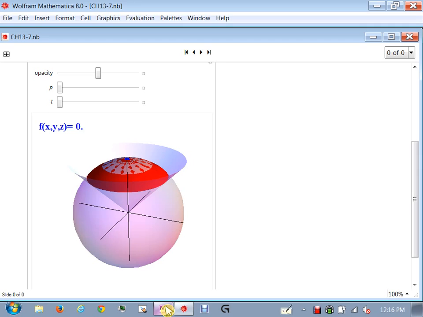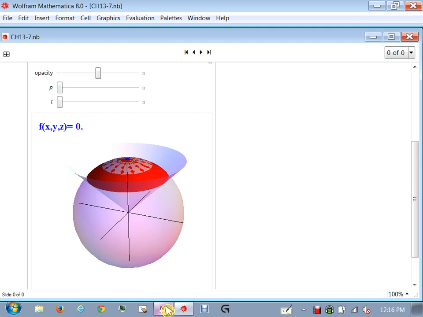I'm going to leave the picture up there because I want you to help me. How are you going to define capital S? You've got to come up with the vector function that draws capital S. And not only does it have to draw it, it can only draw just capital S. It can't draw the whole sphere. We want just the cap.